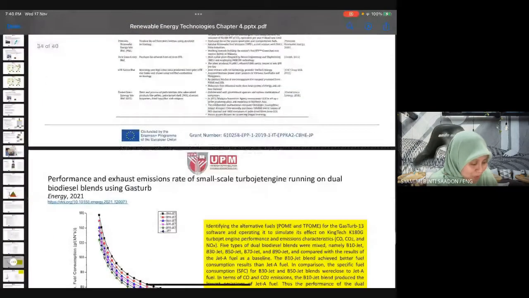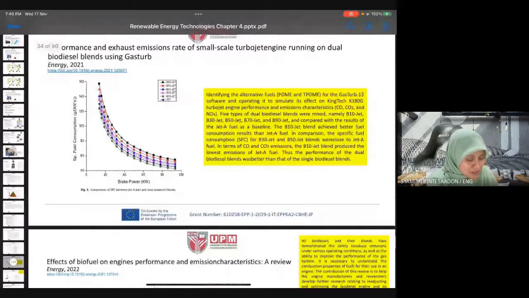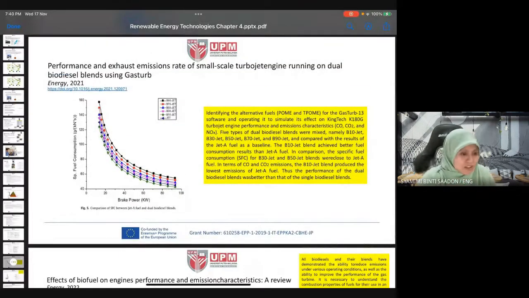What is more important, I want to show some of the research done. This one is concerning biodiesel. It is quite recent, published in 2021. Actually, this research is part of our department. I am not the principal investigator, but part of the team, as co-supervisor.